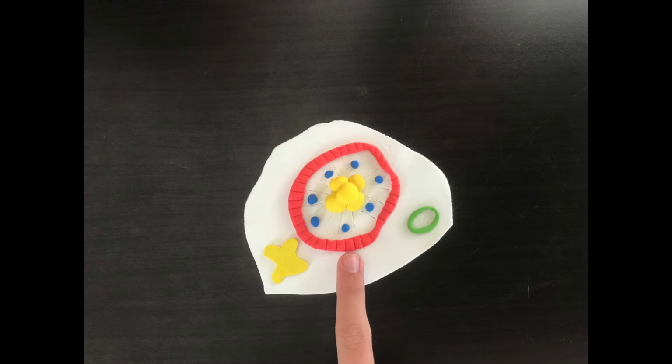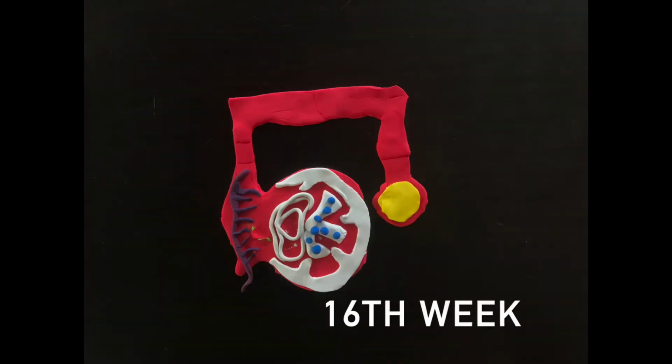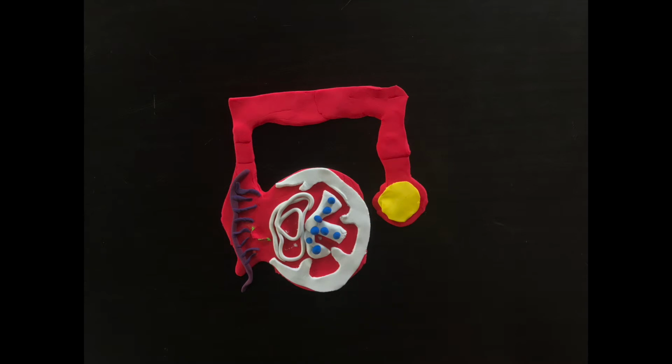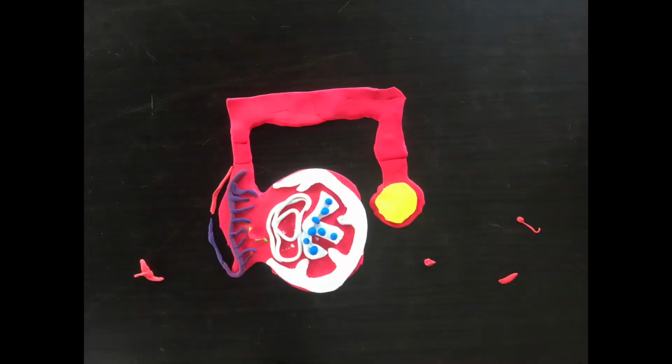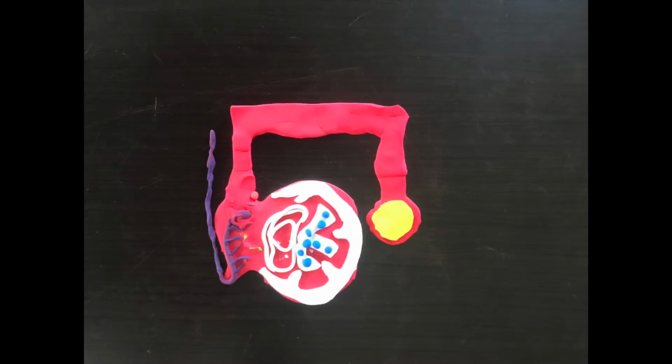The Leydig cells of the developing testes begin to secrete testosterone. By the 16th week, the testis cords are continuous with the rete testis and connect with the Wolffian duct through the efferent ducts remodeled from the mesonephric duct. Testosterone induces development of the mesonephric duct to form the epididymis, vas deferens, and seminal vesicles.